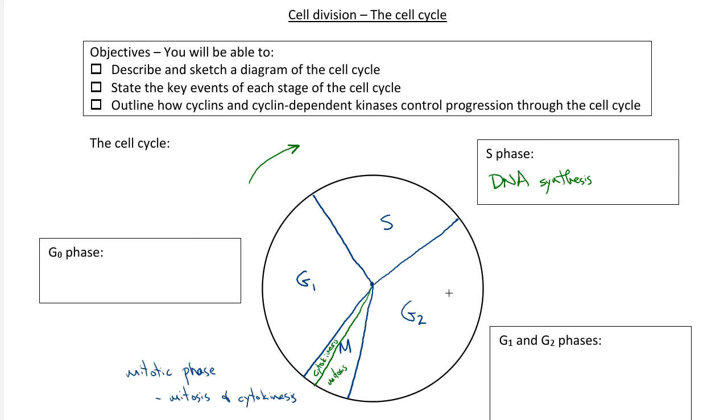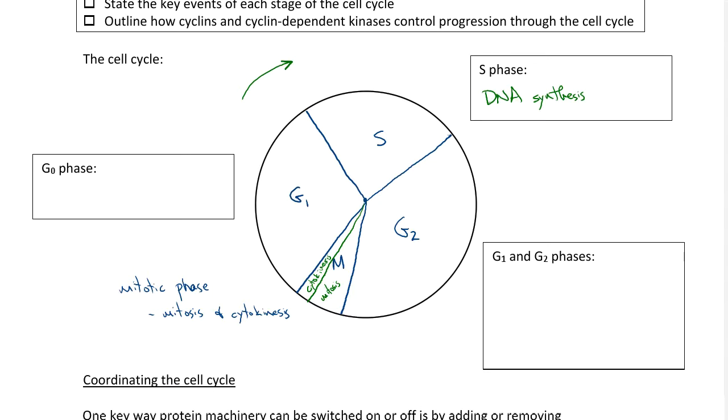What about G1 and G2? G1 and G2 phases are where the cell grows and also where it replicates its organelles. Replication of organelles doesn't happen alongside replication of DNA, but rather it happens in G1 and G2. By the way, G stands for gap.